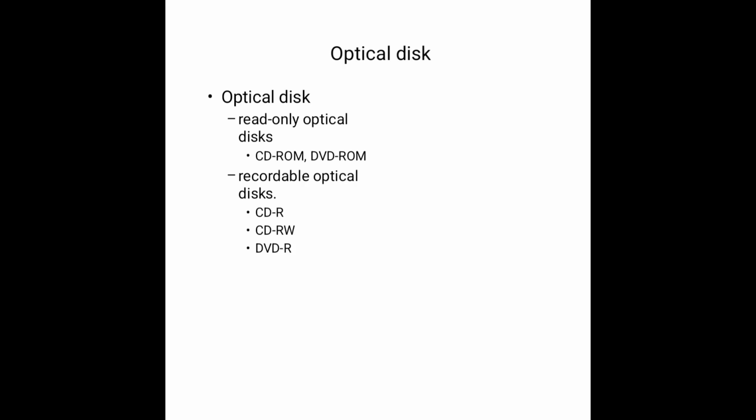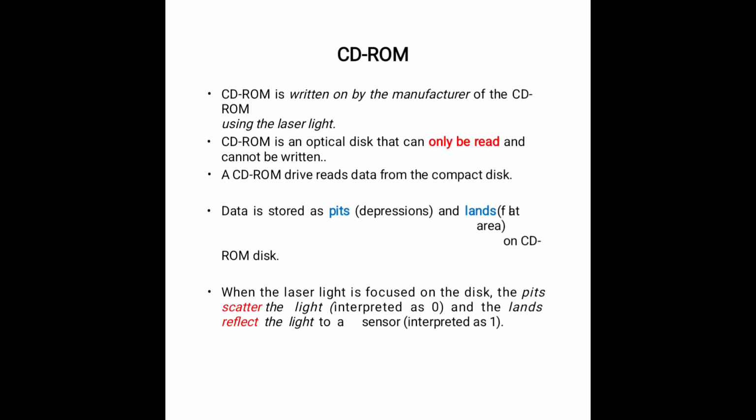So the optical disc examples are read-only, that is CD-ROM, DVD-ROM. Recordable includes CD-R, CD-RW, DVD-R. CD-ROM is written on by the manufacturer of the CD-ROM using laser light. CD-ROM is an optical disc that can only be read and cannot be written. CD-ROM drives read the data from the compact disc. Data is stored as pits and lands.